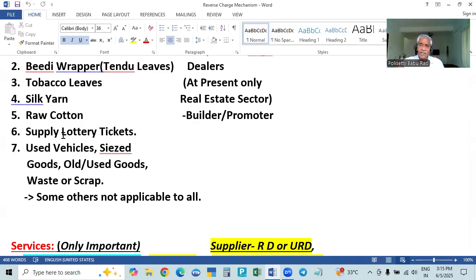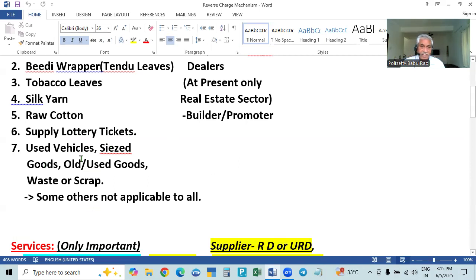The commission will be deducted by the dealer. The balance will be paid. But the tax is not collected by the government. The tax will be paid by the sellers. The GST is paid by the distributors or agents for the lottery tickets under the reverse charge mechanism.